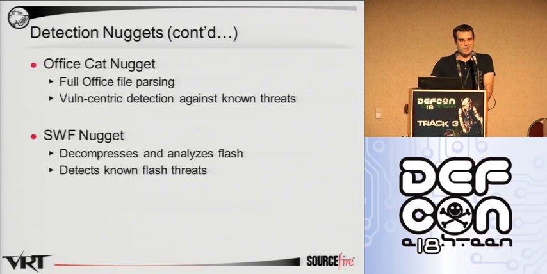We've also got an Office Cat nugget and a Flash nugget. For those who are not in the know, Office Cat is an in-house, ongoing VRT command line utility that allows you to parse Office files and look for known vulnerabilities in them. It was probably our earliest attempt at addressing the whole client-side attack issue. But anyway, we've integrated that. Actually, our malware engineer, Alan Zidowemba, did a really great job on that. We've also got a Flash nugget, which can decompress and analyze Flash and detect some known threats, which is pretty cool.